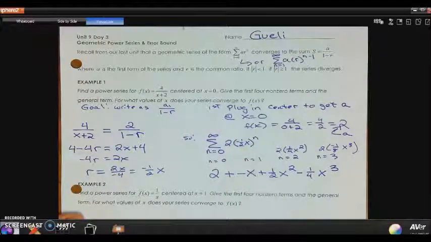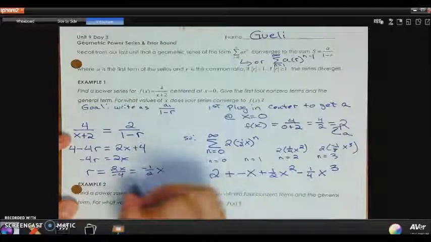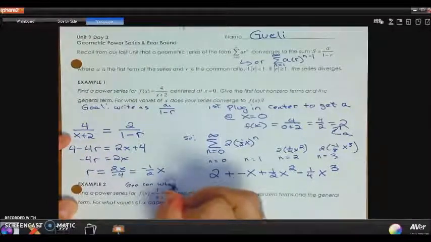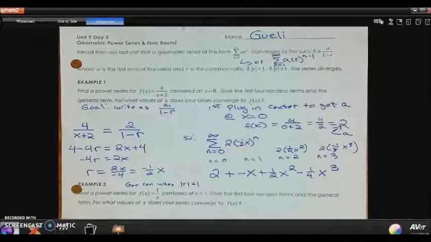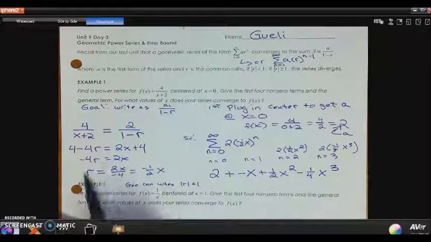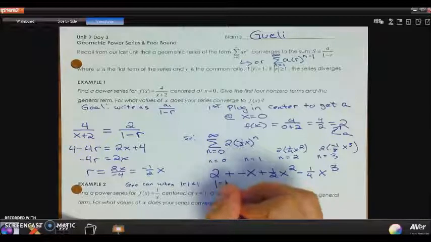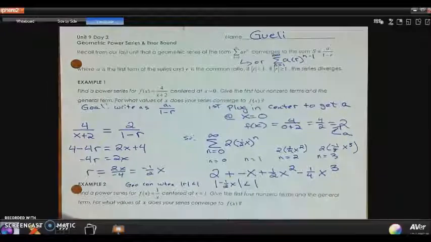And for what values does it converge? That's the part I didn't answer yet. Okay, so we know that a geometric series converges when the absolute value of r is less than 1. So I've got to squeeze this in here. Geometric series converges when the absolute value of r is less than 1. So then this converges when I have my r value over here. This equals my r. So this converges when the absolute value of this thing is less than 1.